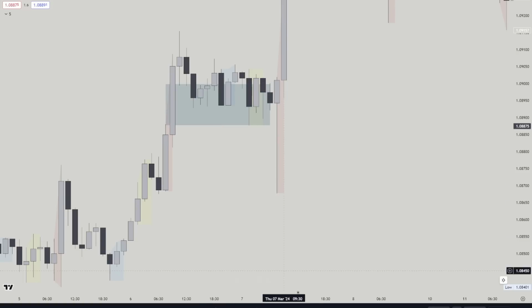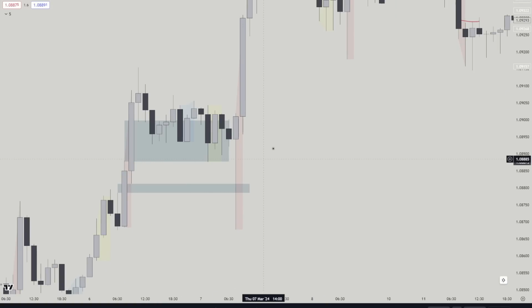Then what happened after this extreme fair value gap? What time was it created? This one at 8 a.m. Price after 7 a.m. came, and then exactly at 8 a.m. decided to go lower into that fair value gap and started going up. So you see when the real respect happened.